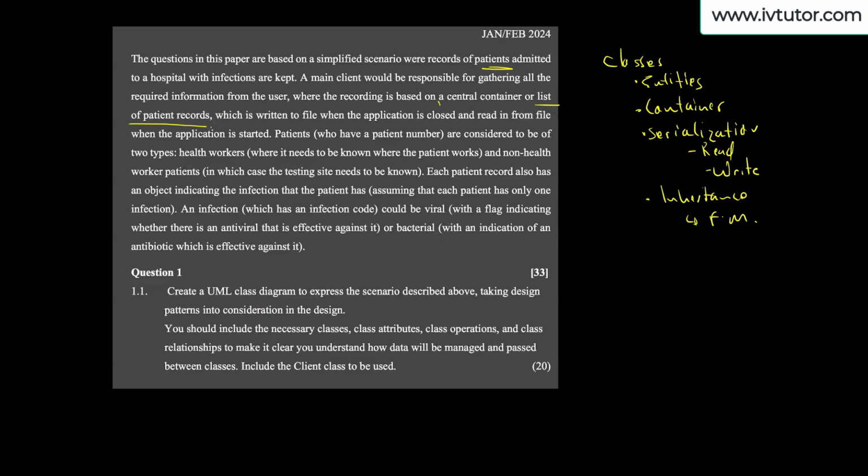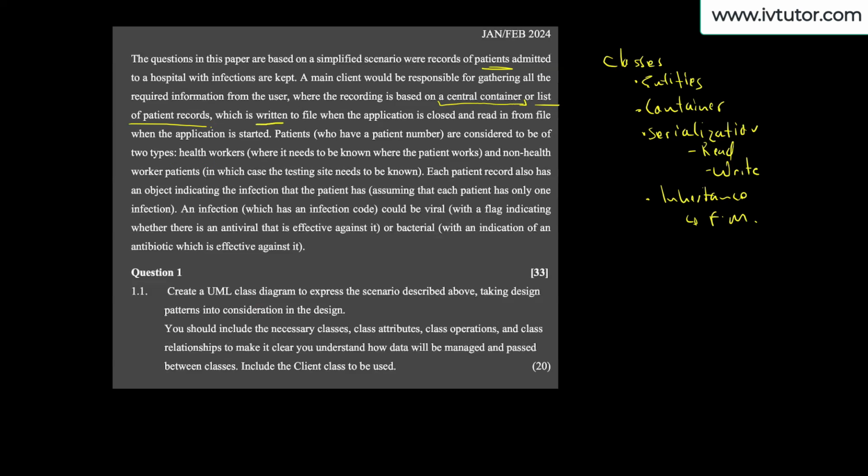Things like a central container normally hint you towards singleton design pattern, because whenever you want to centralize data storage, you go with the singleton design pattern, which then says you've got only one instance available. So anything being central, or whenever you see something hinting towards centralization, that also hints you towards the singleton design pattern.